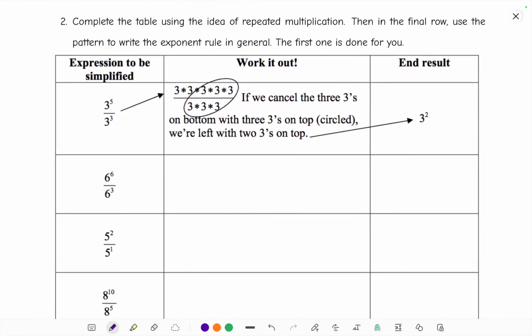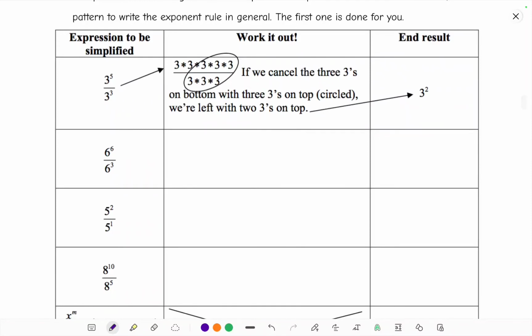Complete the table using the idea of repeated multiplication. So same as before. And you can see with the first one, we have 3 to the 5th over 3 to the 3rd. So you get 3 times 3 times 3 times 3 times 3 over 3 times 3 times 3. So the 3's on the bottom cancel out the 3's on the top, and you're left with 3 squared.